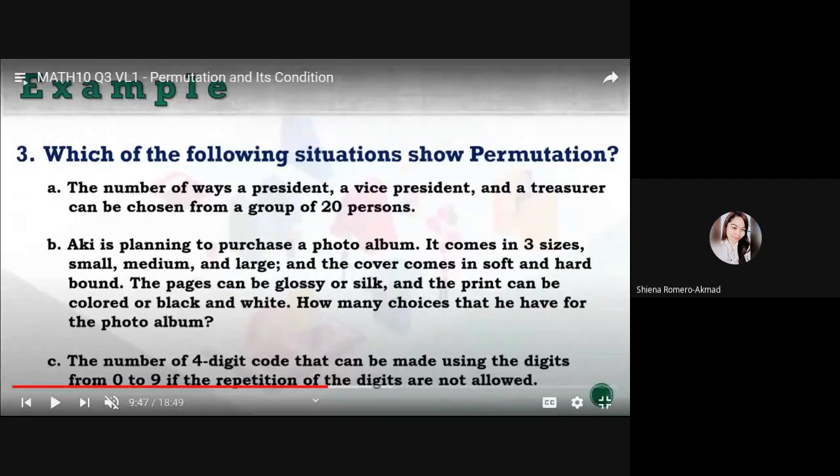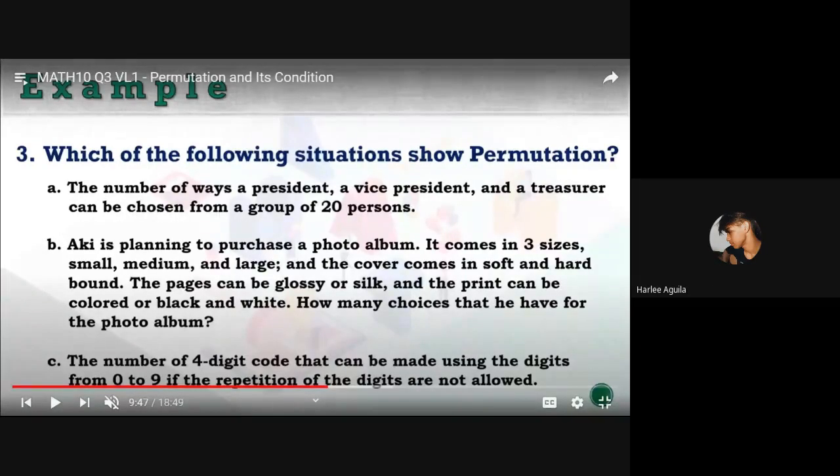How about Torio? Narinig mo kaya kita? Hindi pa rin eh. Ayun o, naka-turn on lang yung mic mo.